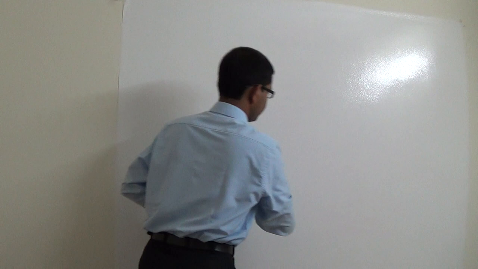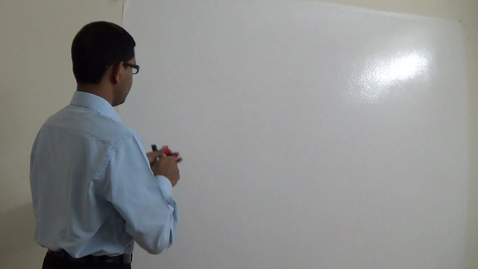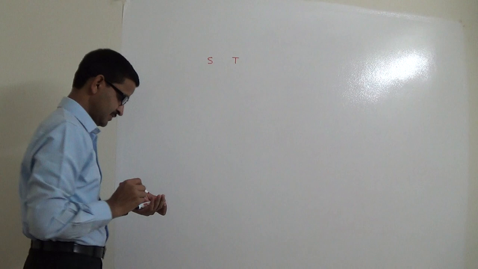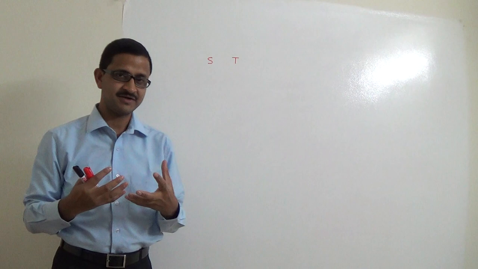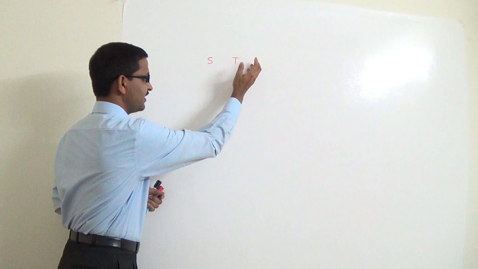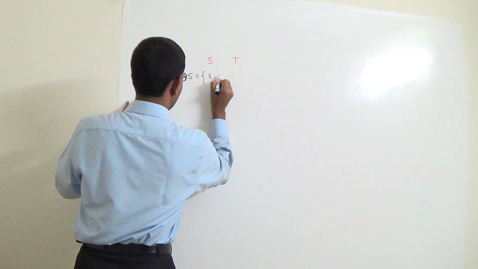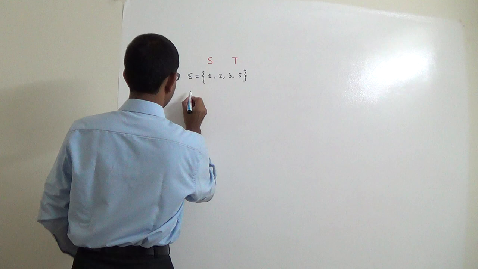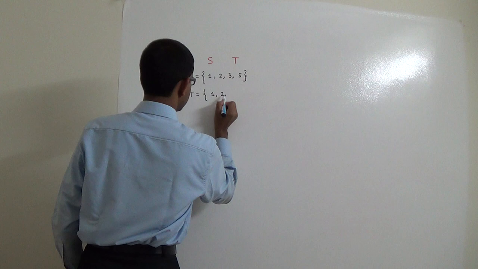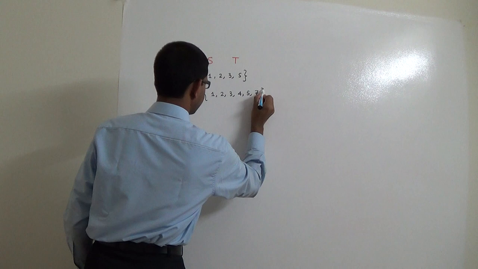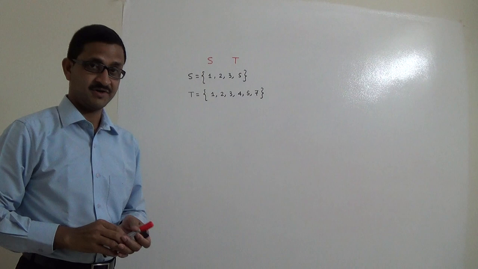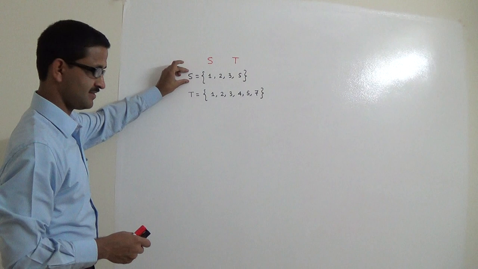Let us consider two sets. One set is S and another set is T. And there is a beautiful relationship between these two sets. What is that? All the elements of the set S are also elements of the set T. Let's take a very practical example. Let S equal 1, 2, 3, 5, and suppose the set T is equal to 1, 2, 3, 4, 5, 7. Both are sets, but all the elements of the set S are also elements of the set T.